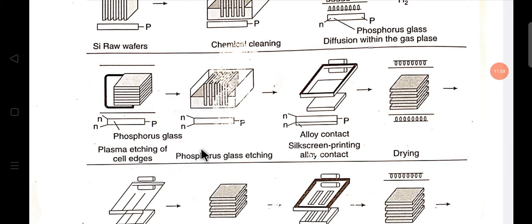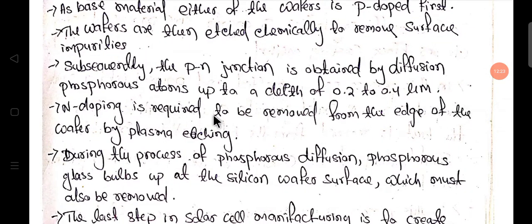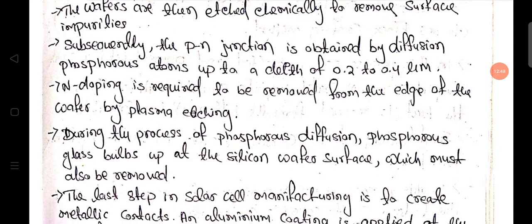Then phosphorus glass etching means the phosphorus residues are etched by that phosphorus glass etching. N doping is required to be removed from the edge of the wafer by plasma etching. I have already told you, during the phosphorus diffusion process, phosphorus glass builds up on the silicon wafer surface, which must be removed. Due to the phosphorus diffusion process, there is a phosphorus glass build-up on the surface of the wafer, so that phosphorus glass should be removed by the etching process.